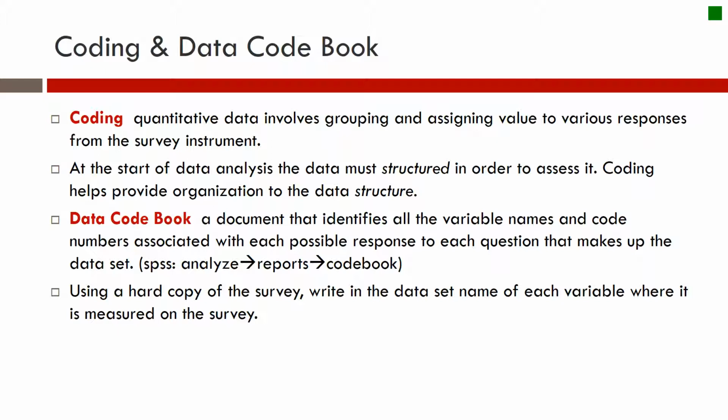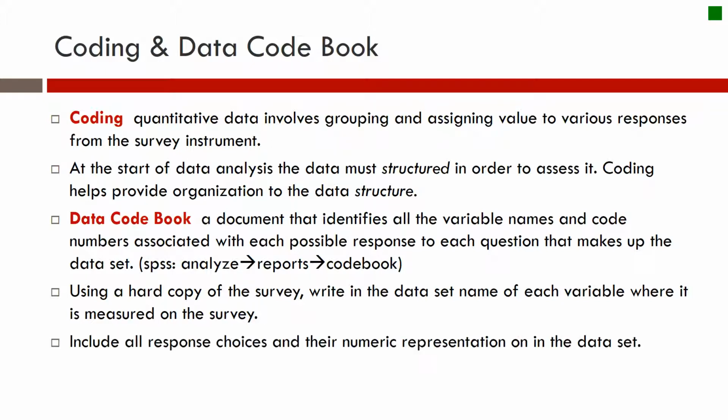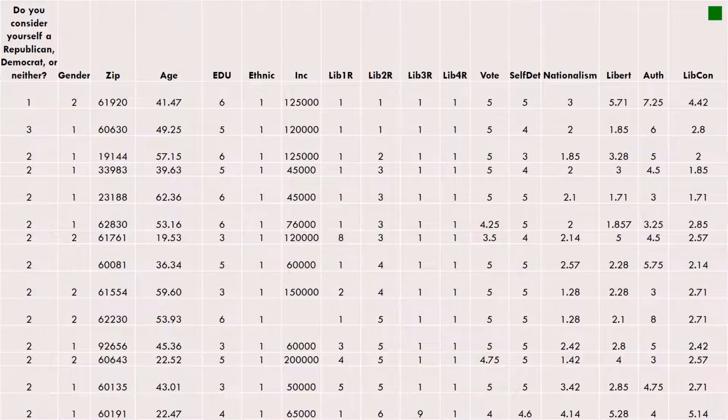That's something that I actually like to do. I always like to keep a hard copy of the survey with the codes on the survey itself so that I can take the survey, match it up to the spreadsheet, and know exactly what I'm dealing with. Okay, so the last part is the data code book would include all of the different options or items that could possibly be used in the survey itself.